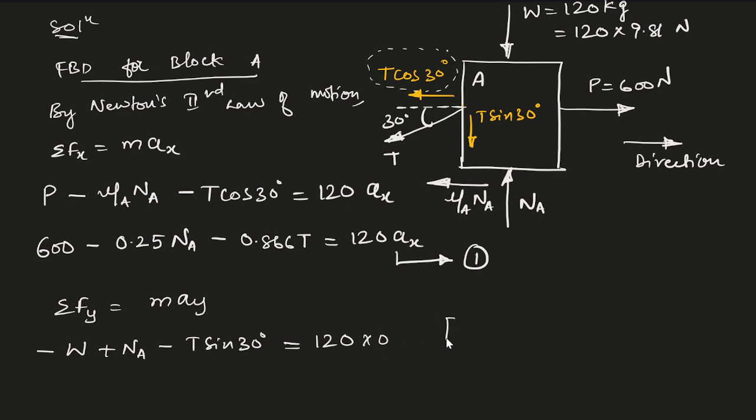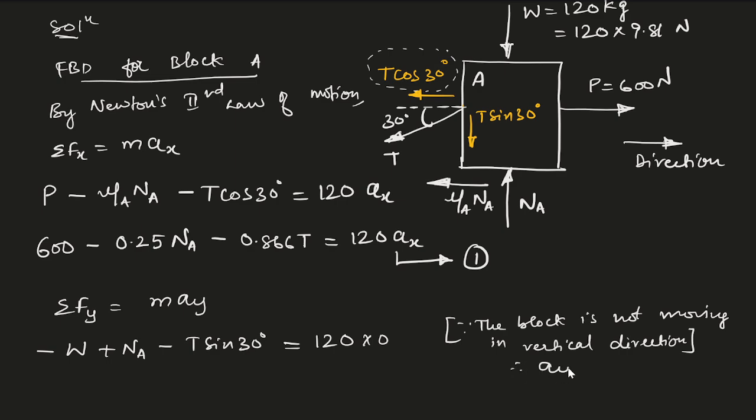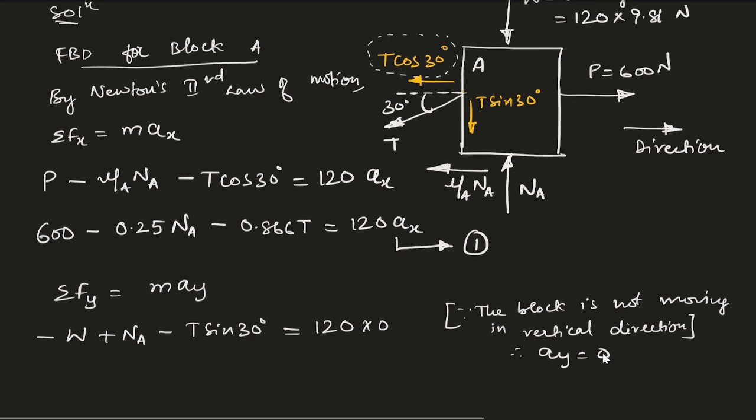Why will a_y become 0? The block is not moving in the vertical direction. That is the reason we're taking it as 0. This is the main reason, because the block is moving in the horizontal direction.